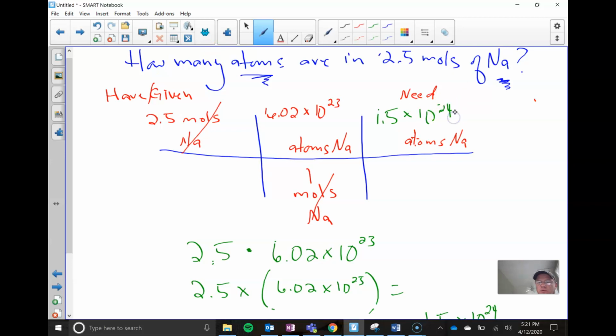atoms of sodium. Okay. So this was a problem that went from, notice, moles to atoms. So this was from moles to the representative unit. So we're going to do a few more of these.